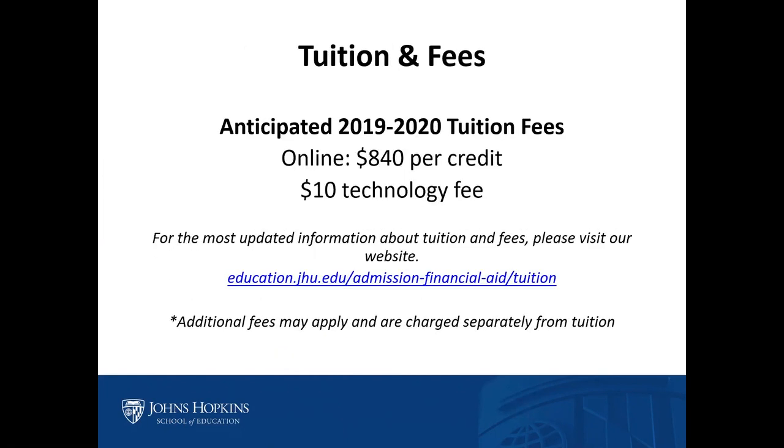Please contact the Office of International Services if you have any questions. Tuition and fees. We anticipate the tuition for the 2019-2020 academic school year will be $840 per credit, and there's also a $10 technology fee. So the total 2019-2020 base tuition cost of the program is $30,240 for 36 credits and $12,600 for the 15 credit graduate certificate. Keep in mind, this excludes textbook, course materials, graduation, technology, and registration fee.